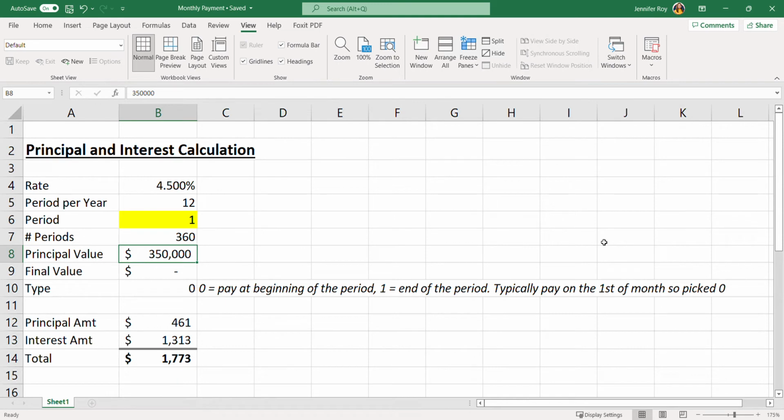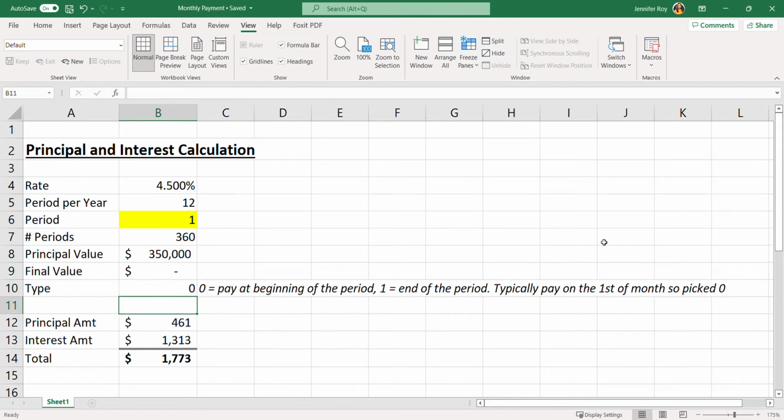Principal value, for this example, I'm going to assume that the loan is for $350,000. Final value, 0. This is eventually going to be paid off. And then the type field is 0 or a 1. Mortgages tend to be due on the 1st of every month, so I am utilizing a 0.